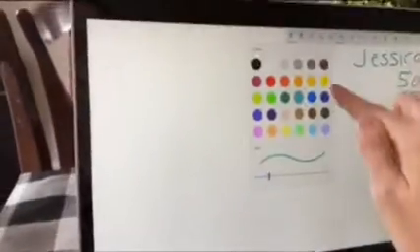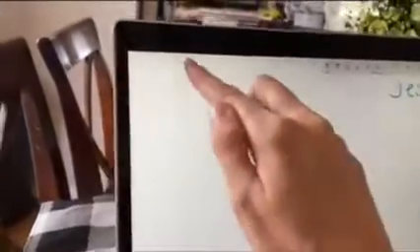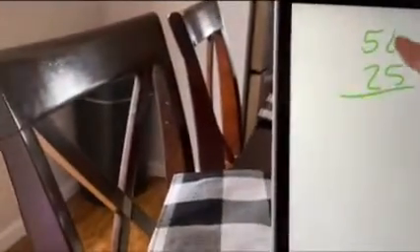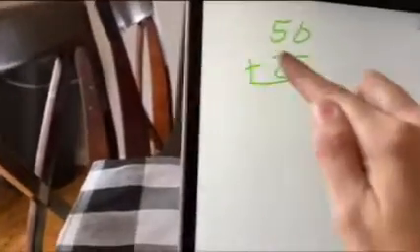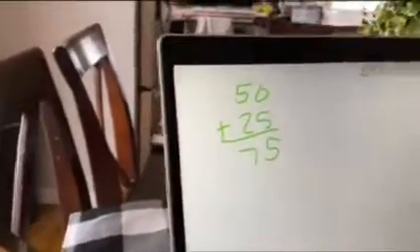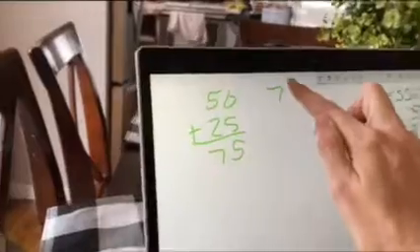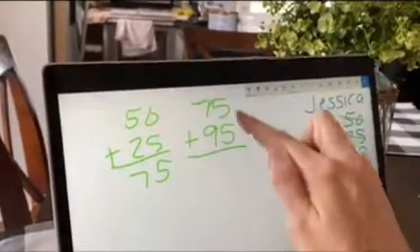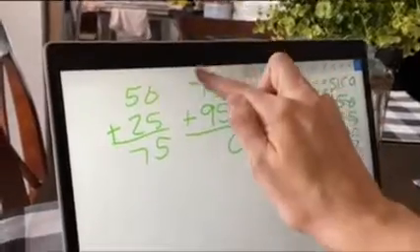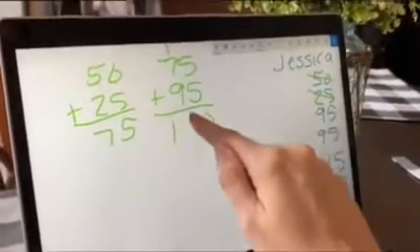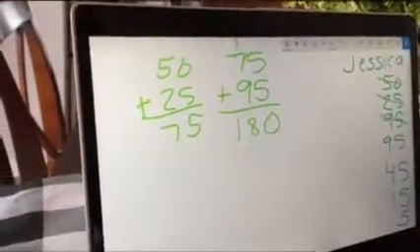Okay, so here we go. Choose green. All right, so 50 plus 25. 0 plus 5 is 5, and 5 plus 2 is 7. So now I got rid of those first two numbers, so now we're going to do 75 plus 95. 5 plus 5 is 10, carry my 1. 9 plus 7 is 16, and 1 more is 18. Got rid of that number.